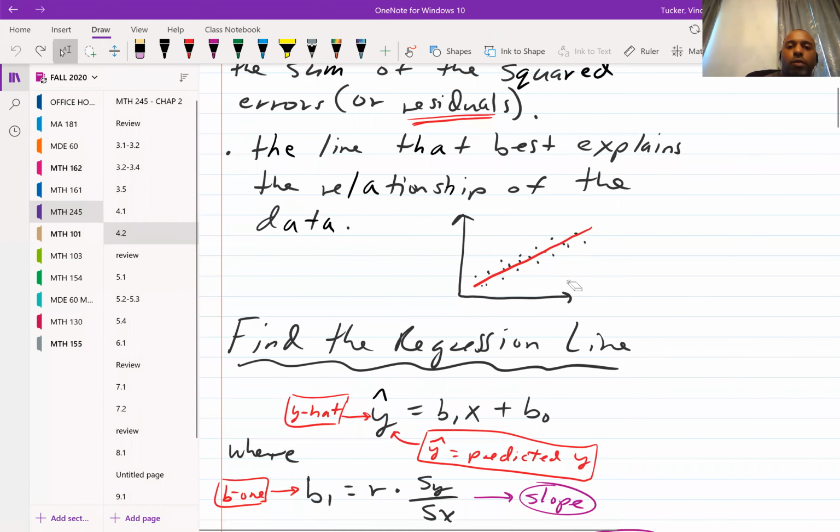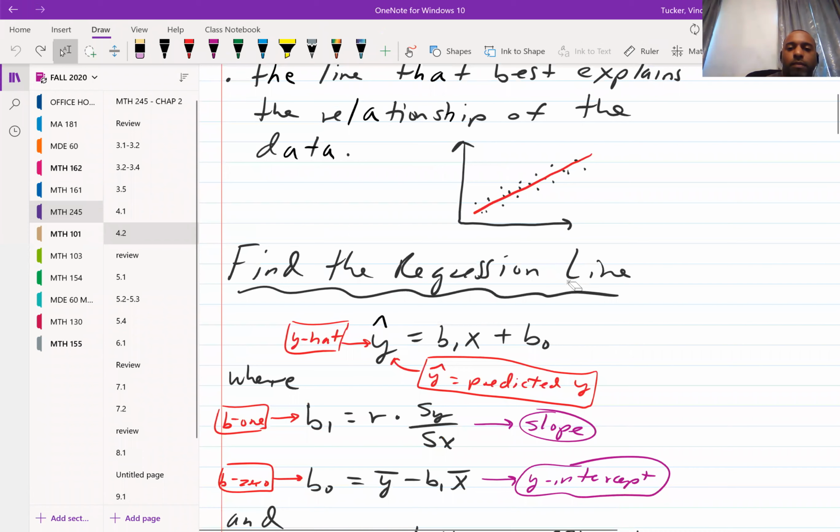All right. So if we want to find a regression line, it's given by what's right here in black: y hat equals b1 x plus b0. This is considered y hat, and it's also your predicted y. You'll see in a few minutes what we mean by that. We're going to use this regression line to predict possible outcomes depending on what an observation could be.